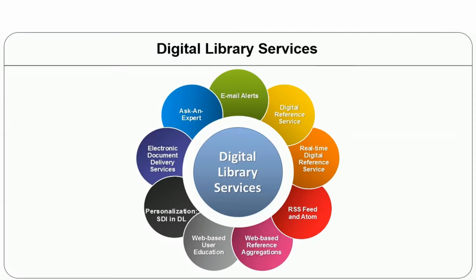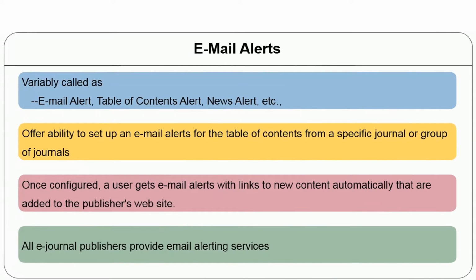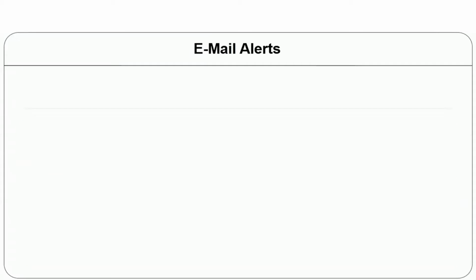Now, quickly let us look at each service. The first service I mentioned is email alerts. Email alerts are also called a table of content alert, news alert; all this comes under email alert. So if a journal publisher provides a small alerting service, when a new article is published in the respective domain, an email can go to the respective user. We have to configure it once, and after configuration, the user will automatically get this kind of alerts.